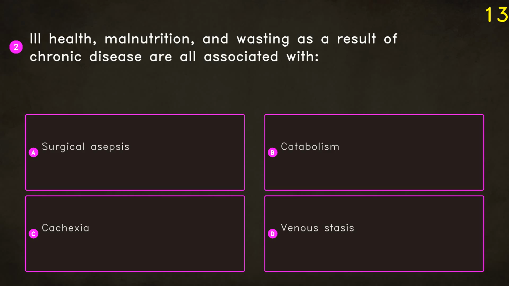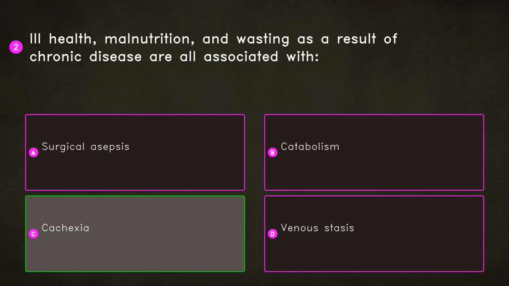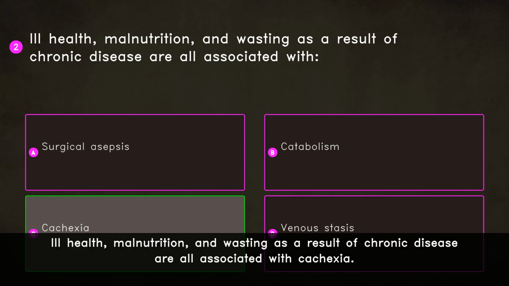Question 2. Ill health, malnutrition, and wasting as a result of chronic disease are all associated with A. Surgical asepsis. B. Catabolism. C. Cachexia. D. Venous stasis. The correct answer is cachexia. Ill health, malnutrition, and wasting as a result of chronic disease are all associated with cachexia.